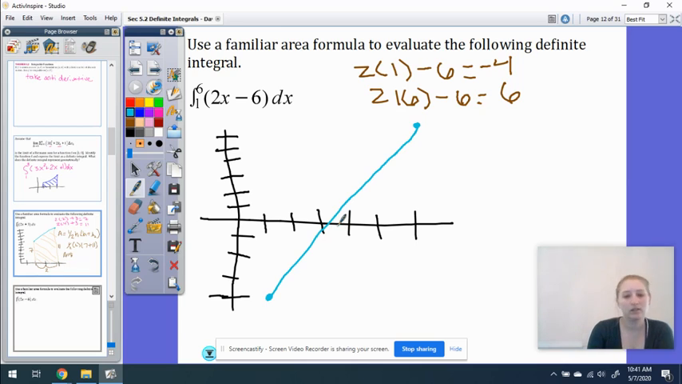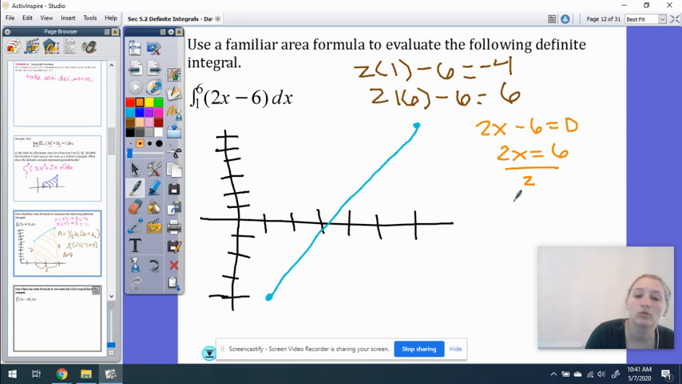Okay, so now I did kind of a bad job of making my graph, and I need to know where this is actually crossing the x-axis. So what you could do is find the x-intercept, and you would do that by setting y equal to 0. So if I were to say 2x minus 6 equals 0, I would add 6 over, so I'd get 2x equals 6, divide by 2, which would give me x is 3. Okay, so I know that my blue line, even though I didn't do a very good job of drawing that, should be here at (3, 0). That's going to help me when I am finding the area.